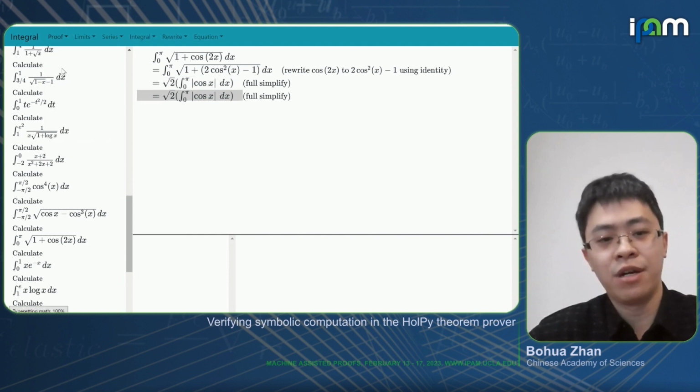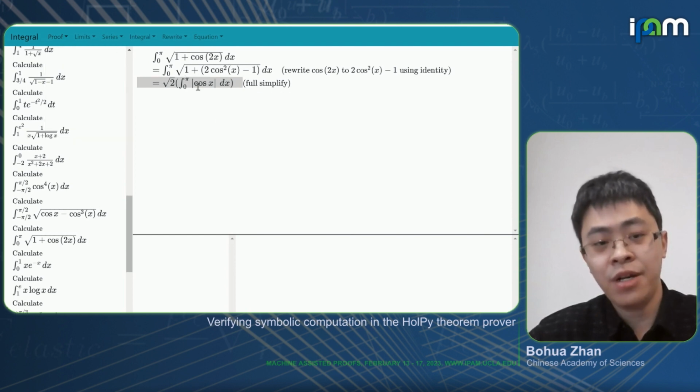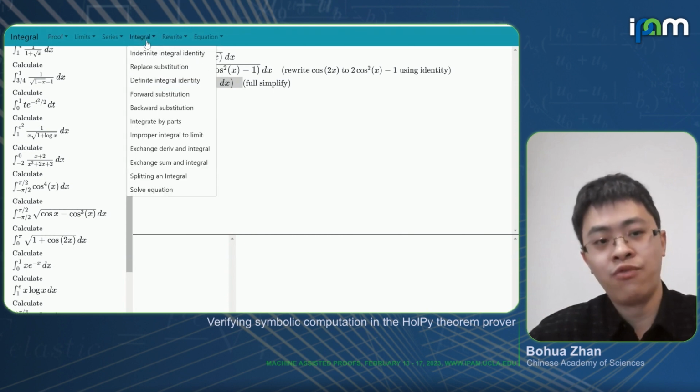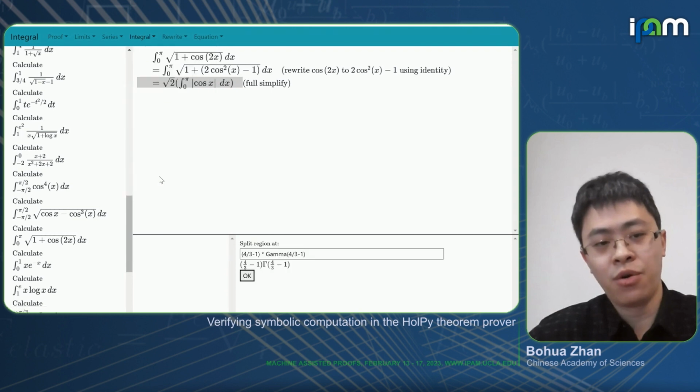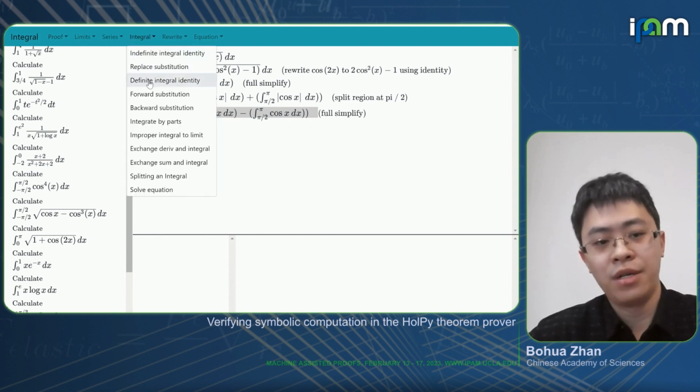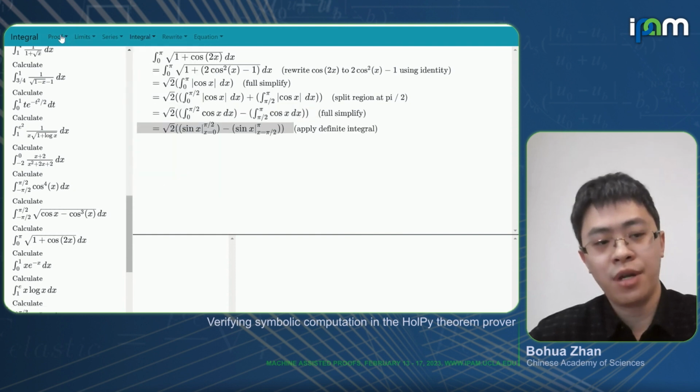If we try to simplify again, nothing happens, showing that this cannot be cleared away immediately. So what we need to do is apply another rule for integration, which is splitting the integral into two parts, splitting the region at the point pi over 2. Once we have done that, and if we simplify again, we can clear away the absolute value sign with the minus sign in the second term. And now we can apply the identity for definite integrals and simplify again to obtain our final answer.